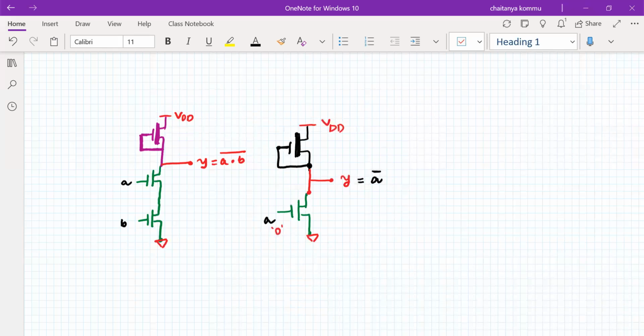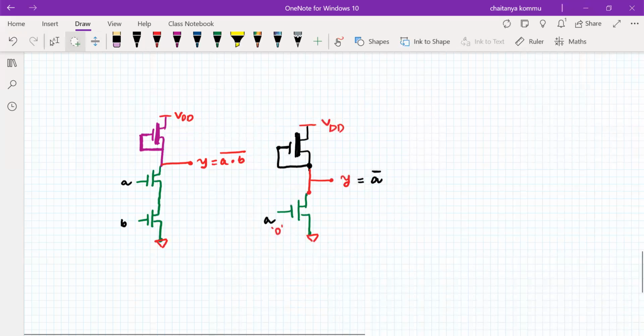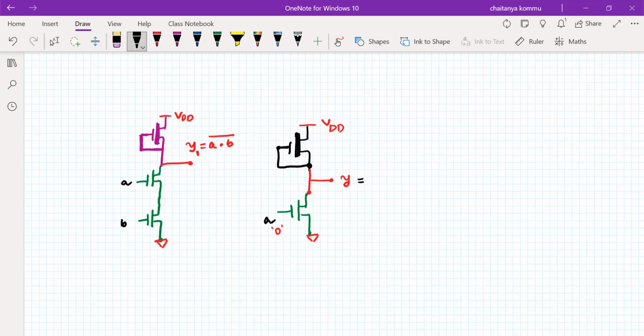So obviously this will give you only the output in the form of A dot B. Let me consider this as Y bar, or better, write it as Y1. If I want to get Y having A dot B, I need the output of this one connected from here to here. So this is the only option. There is no other alternative in the case of restoration logics.